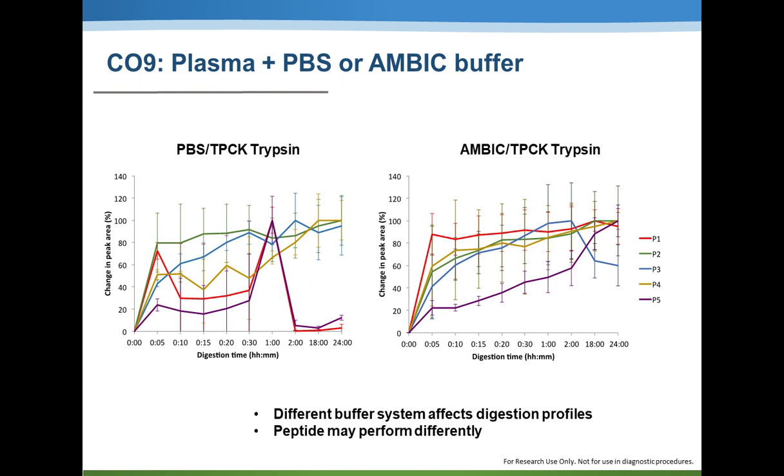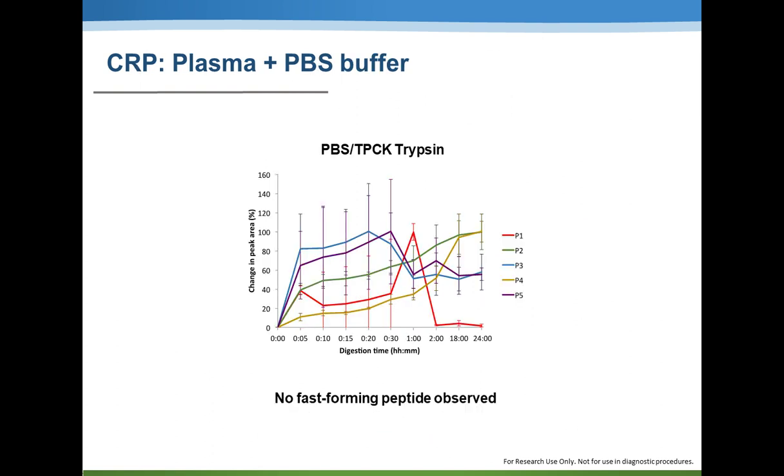When switching to the PBS buffer, we found that different buffer systems can affect digestion profiles, and a peptide may perform very differently. In this CO9 case, comparing the TPCK trypsin in PBS and in AMBIC buffer, P2 is faster forming in PBS but isn't in AMBIC, whereas the faster forming peptide P1 in the AMBIC buffer showed very unusual profiles with the signal going up and down again.